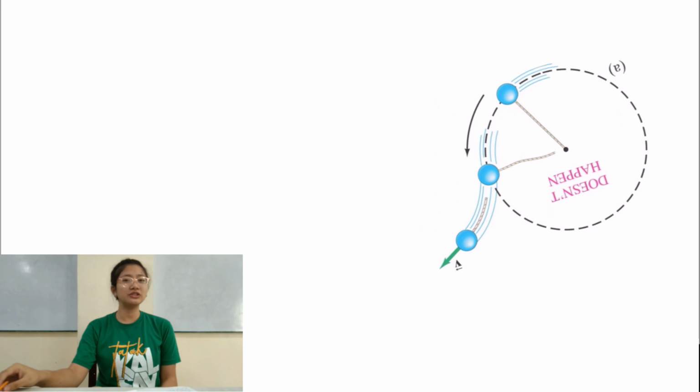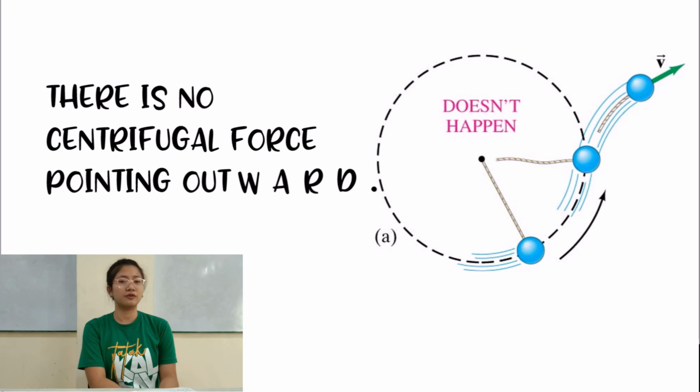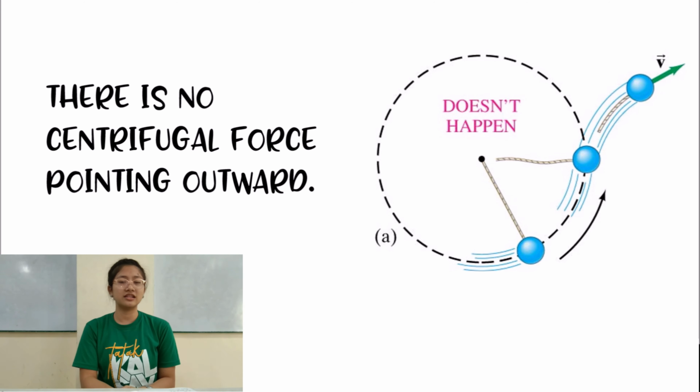So, in relation to centripetal force, you might have heard of centrifugal force. There is no such thing as centrifugal force or a force that is pointing outwards. What happens is that the natural tendency of an object to move in a straight line must be overcome, and that is the feeling that most people commonly mistake as the centrifugal force.